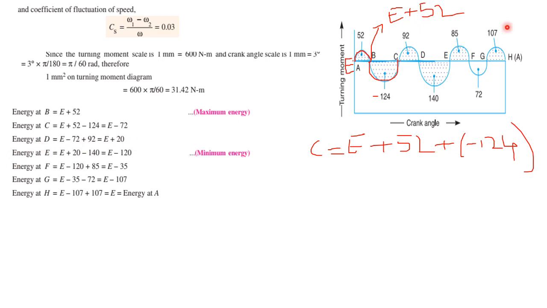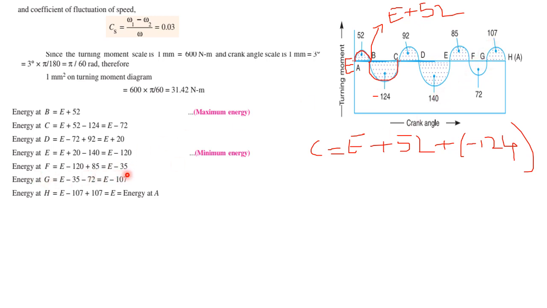Similarly at point D, the energy is the energy at point C plus the energy between these two points, that is E minus 72 plus 92, because it is above the line we are considering it as plus. Also in the question it is given as plus 92. So the final value is E minus 72 plus 92, that is E plus 20. Similarly we calculate the energy at point E: the energy at point D, E plus 20, minus 140, because the energy between point D and point E is on the minus side. So that is E minus 120. Similarly we are going to calculate at other points.